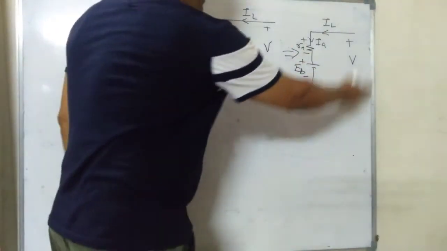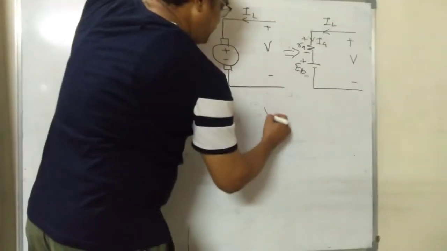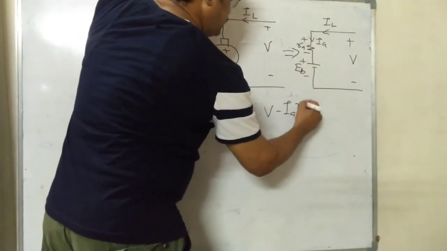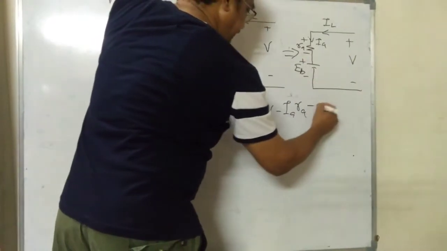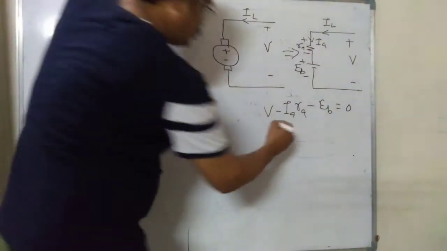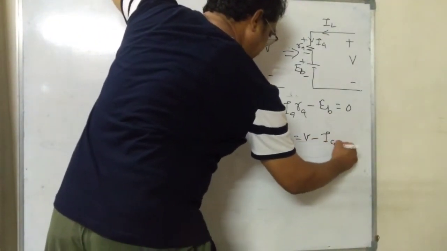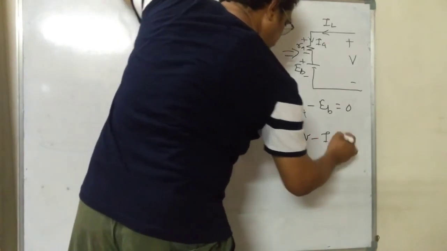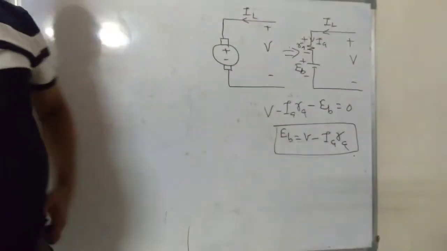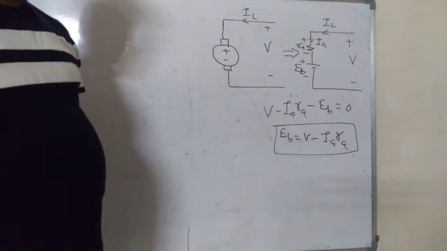Right? So if we write equation for KVL, this to this, it is V. This to this, minus IA into RA, and this to this, minus EB is equal to 0. So EB is V minus IA into RA.